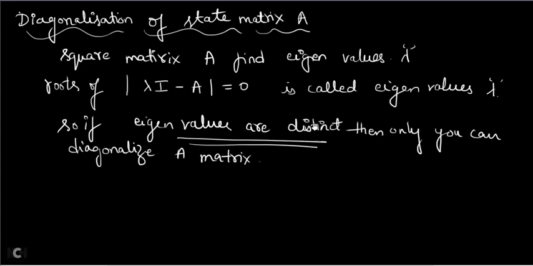If there are eigenvalues which are distinct, lambda 1, lambda 2, lambda 3 are all different, then only you can take the capital A and make it a diagonal matrix. If the eigenvalues are all same, or if one eigenvalue is same as another eigenvalue, then you cannot convert capital A into diagonal form for that problem. This is a very important condition. If you want to make a capital A as a diagonal matrix, the eigenvalues of the capital A matrix should be distinct values.